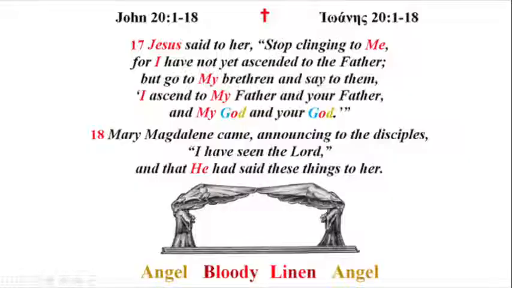Where'd they come from? Verse 17, Jesus said to her, "Stop clinging to me, for I have not yet ascended to the Father. But go to my brethren and say to them, I ascend to my Father and your Father, and my God and your God." And Mary Magdalene came, announcing to the disciples, "I have seen the Lord," and that he has said these things to her.